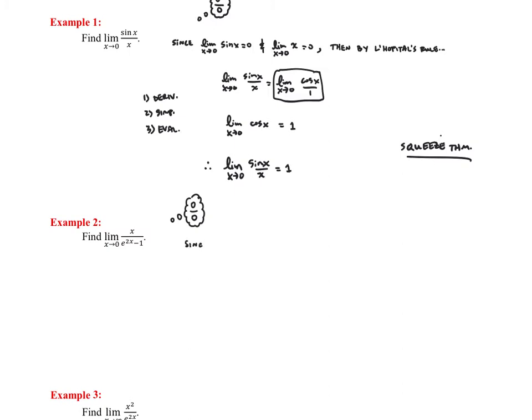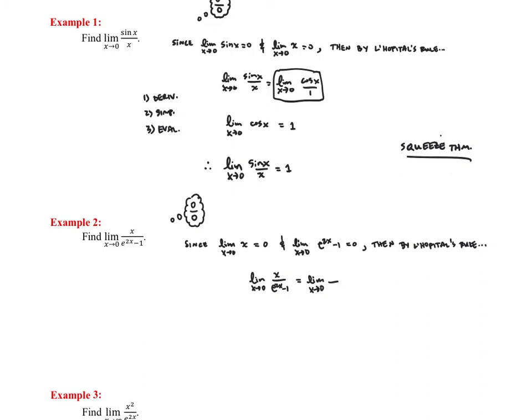So we state, since the limit as x approaches 0 of the numerator is equal to 0, and the limit as x approaches 0 of the denominator is also equal to 0, then by L'Hopital's rule, and yes, you do need to write this out each time, then by L'Hopital's rule, the limit as x approaches 0 of x over e to the 2x minus 1 is going to be equivalent to the limit as x approaches 0 of each of those derivatives individually.